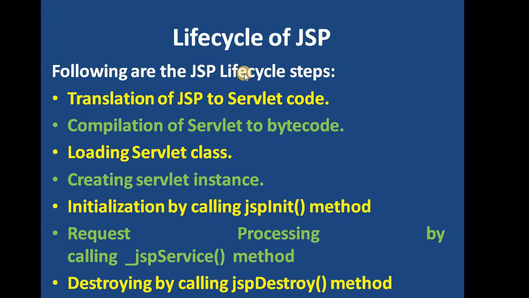Let's talk about the life cycle of the JSP. Following are the JSP life cycle steps. We had seen a little bit in the previous slide. The translation of JSP to servlet code is the first step. Then we compile the servlet to bytecode, the next step. And then the servlet class is loaded. Then we create the servlet instance. Then the initialization is performed by calling the JSP init method. Then the request is processed by calling the JSP service method, and finally it is destroyed by calling the JSP destroy method.